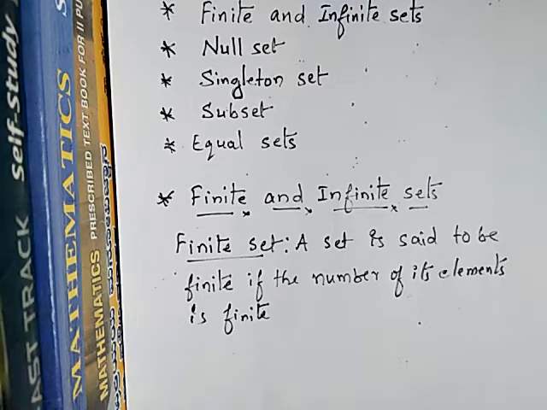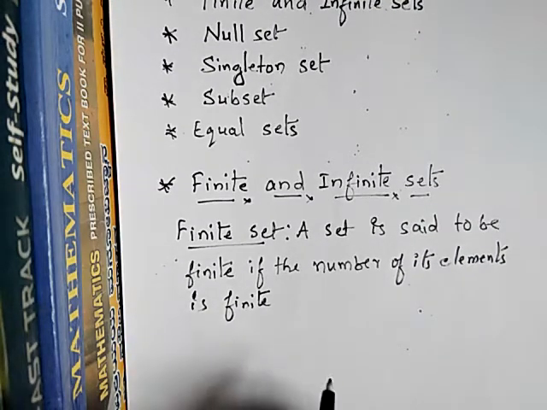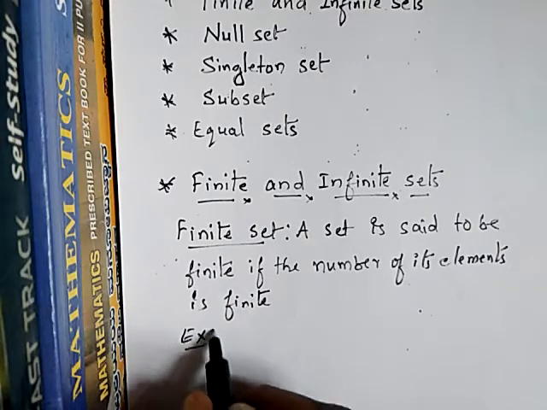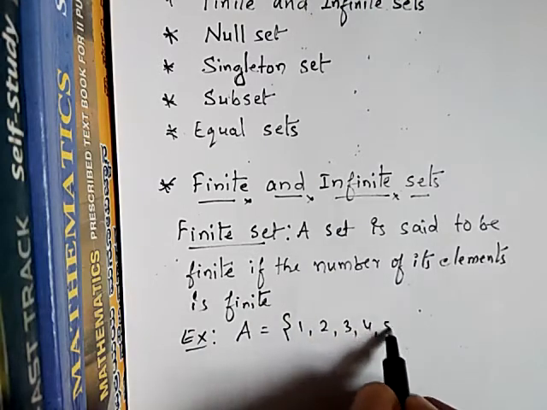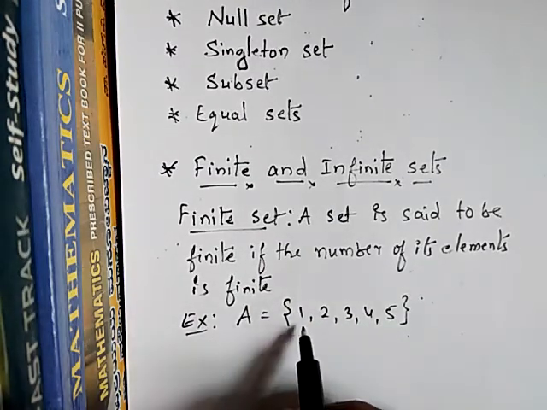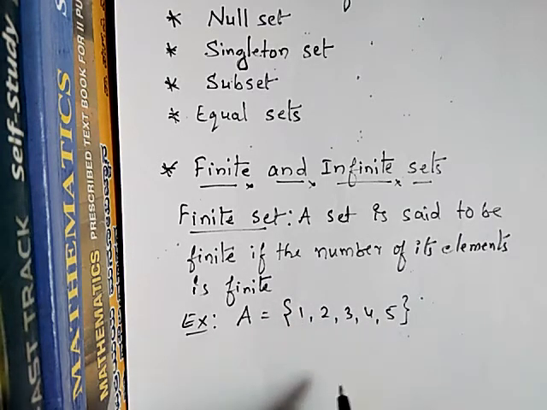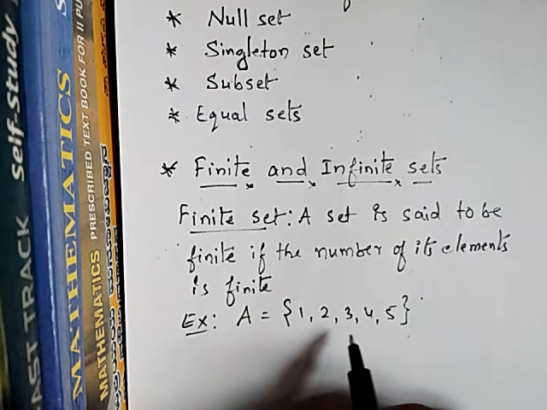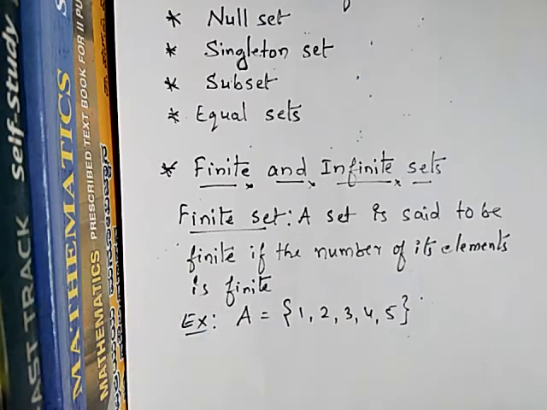I mean that its elements can be counted one by one with the counting coming to an end. If you count one by one the elements of the set, it will come to an end. For example, if I take a set A equal to {1, 2, 3, 4, 5}, if I count one by one, 1 2 3 4 5, we can count this one by one, and the counting comes to an end here. Such types of sets are nothing but finite sets.